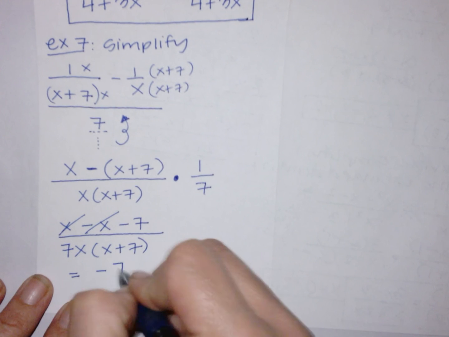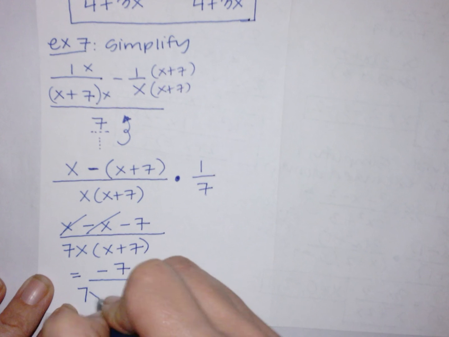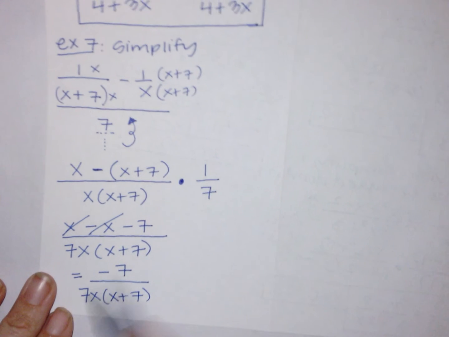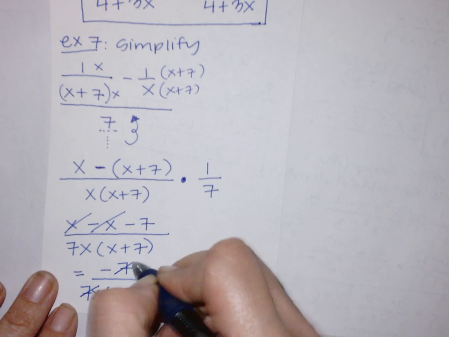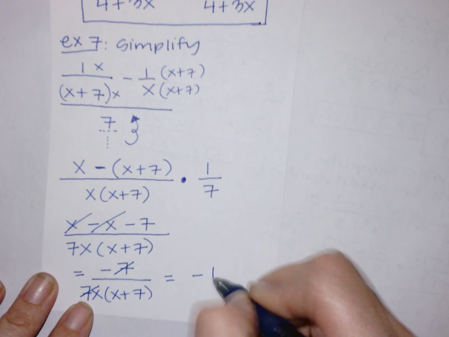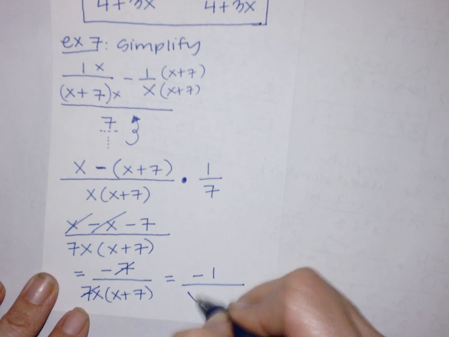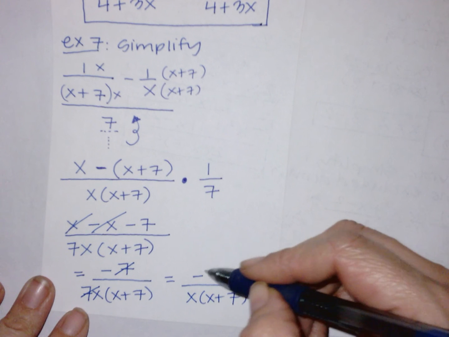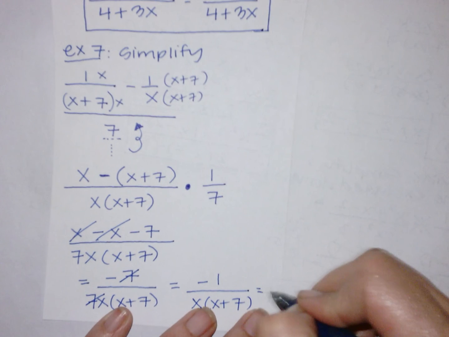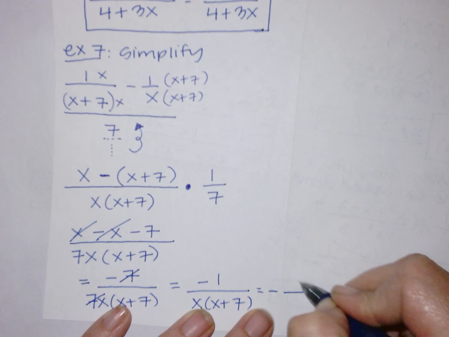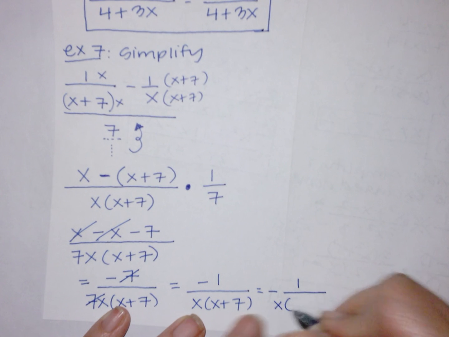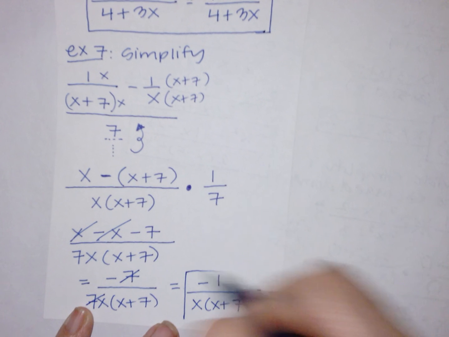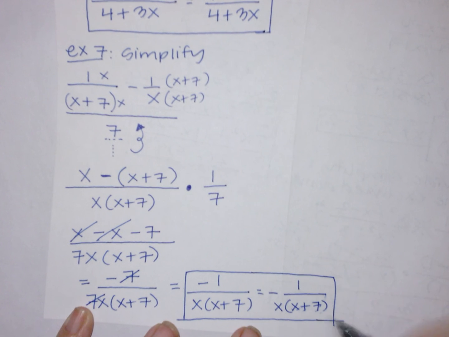So I end up with negative 7 all over 7x times x plus 7. And what you can see is that these are common factors. Cancel, cancel. So I get negative 1 all over x times x plus 7. And it's okay for you to leave the negative up there, but I'm just going to tell you textbooks and mathematicians like to put it right alongside that fraction bar. So any of those are fine with me.